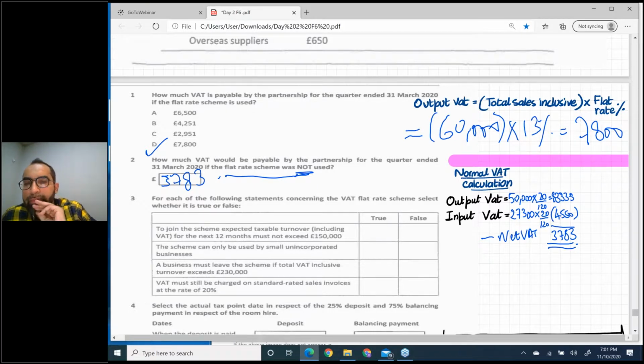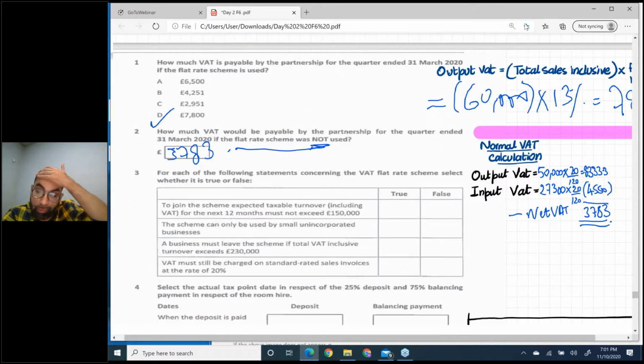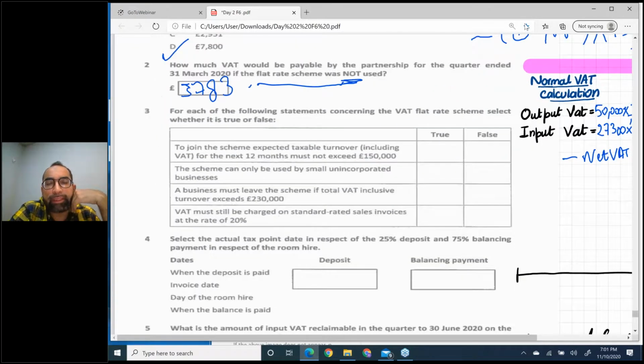Okay, now point number 3. For each of the following statements concerning the VAT flat rate scheme, select whether it is true or false. Now these questions are your enemies. I must say these are your enemies. 4 points, and if you get one wrong, the whole question is wrong. So these are very dangerous questions.